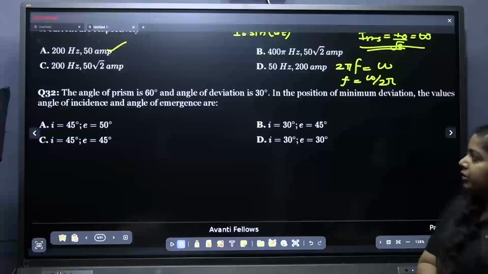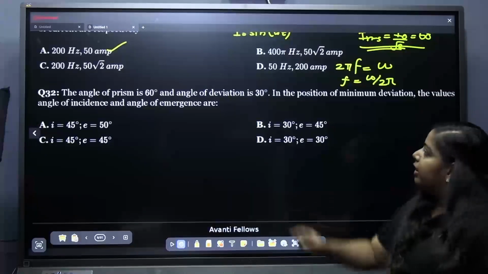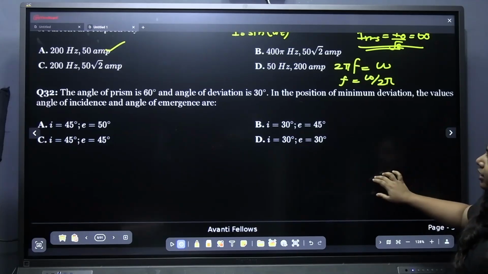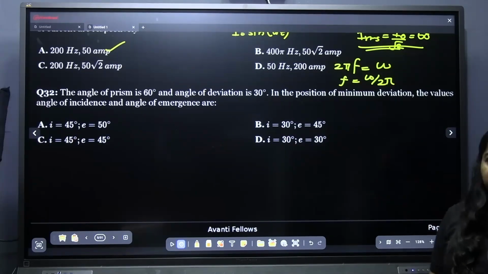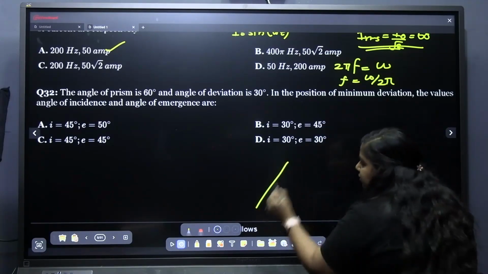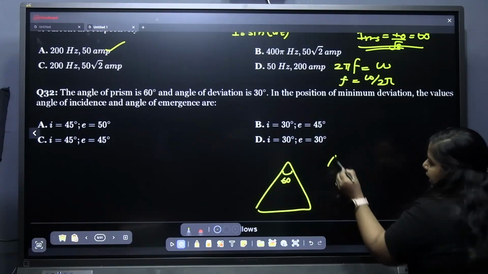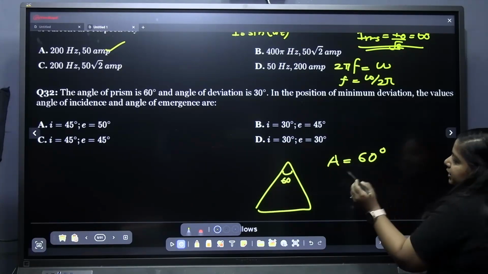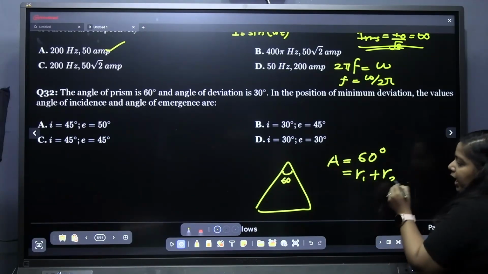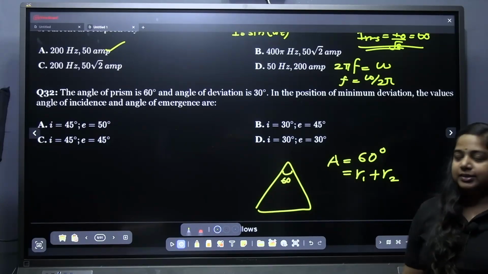Next one, question number 32. Angle of prism is 60 degree. Angle of deviation is 30 degree. At the position of minimum deviation, the value of angle of incidence and emergence, I and E, you have to find. Now the prism is having angle of prism 60 degree, that is A equal to 60 degree. A has one more formula, that is R1 plus R2. So R1 plus R2 should be 60 degree.